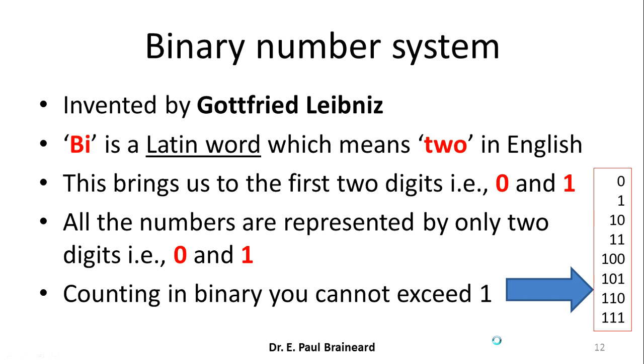Similarly here, when you are counting in binary, you cannot exceed 1. So what is the next number after 1? Let us start counting here. First is 0, then 1, then it is 10, 11, 100, 101, 110, 111, right? The bit sequence changes here. If you count the same thing in decimal, it is 0, 1, 2, 3, 4, 5, 6, 7. Alright, so this is how a binary number system is represented.